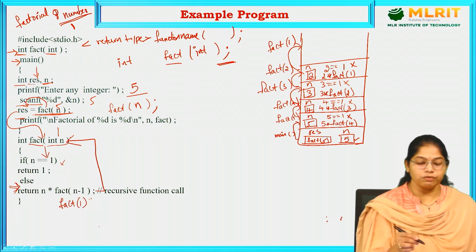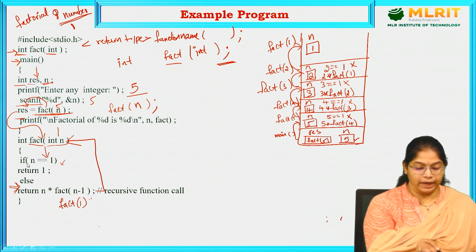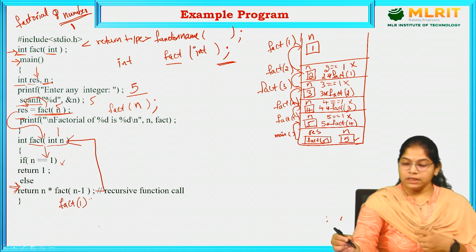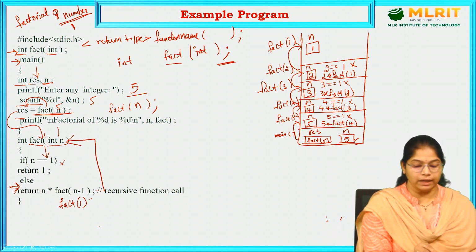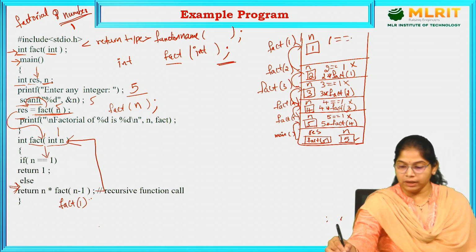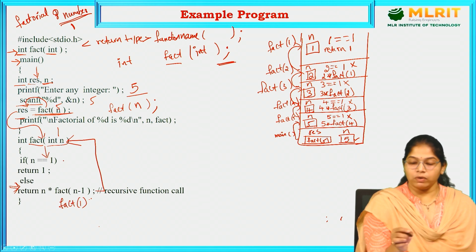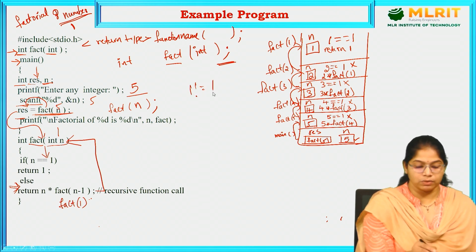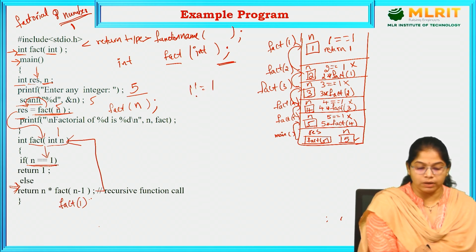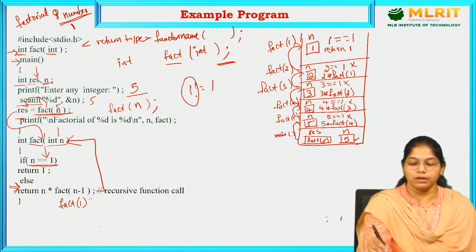Again, fact of 1 is a function call. So, the control goes to the function definition. In this segment, n value is 1. If n equal to 1, what is n here? 1. 1 equal to 1. Here I return 1, because 1 factorial is 1. When n becomes 1, it has to return 1.